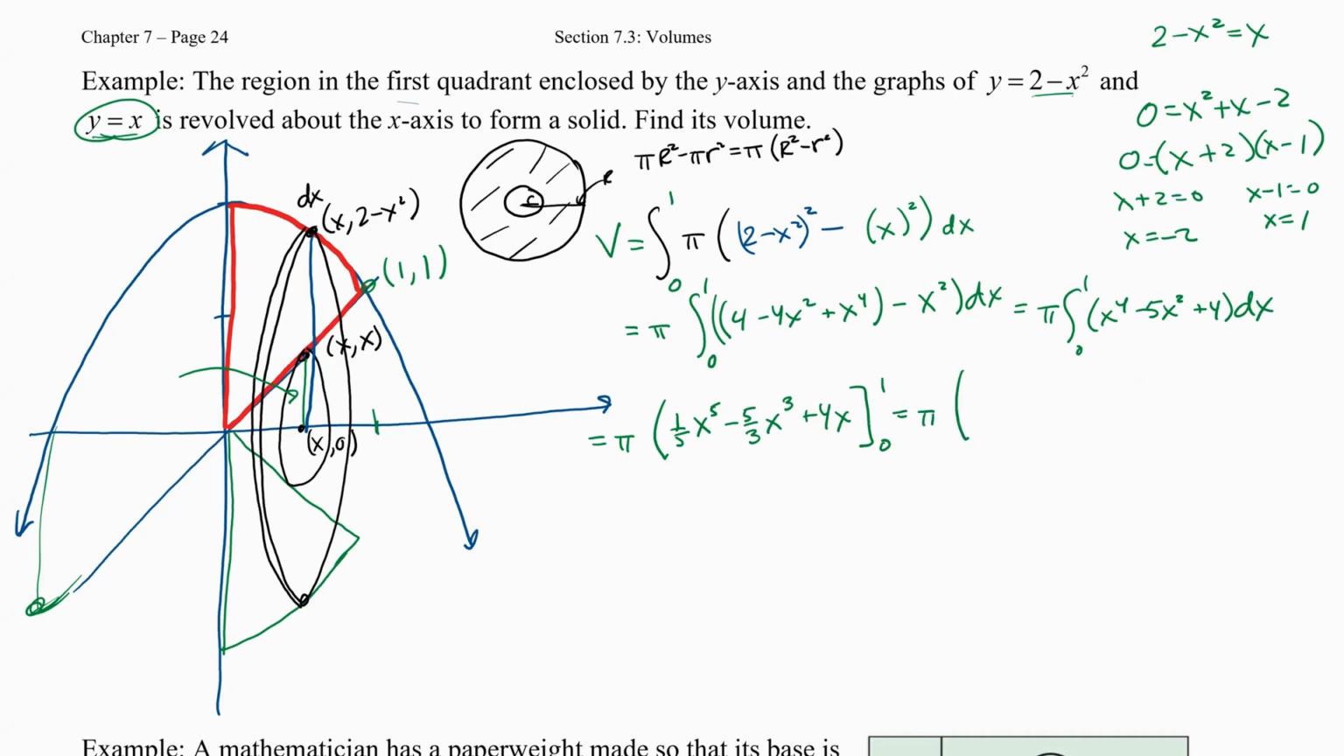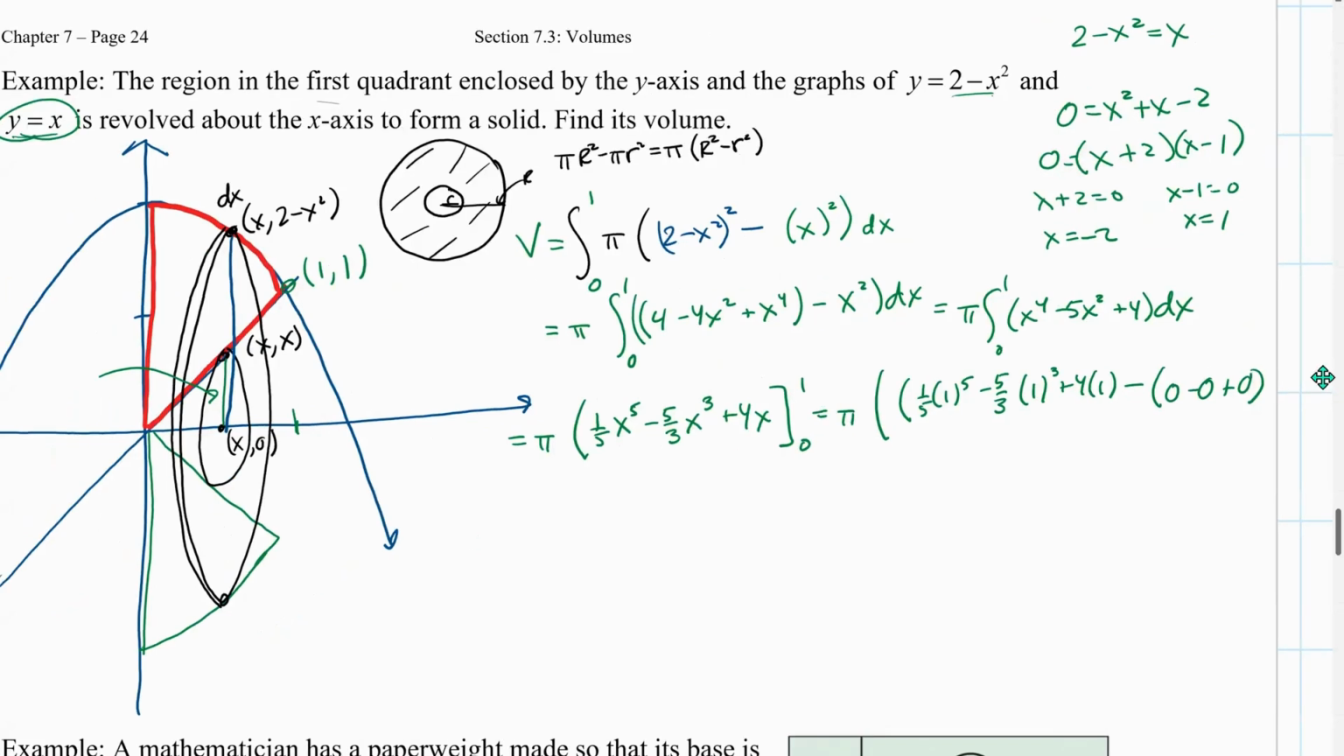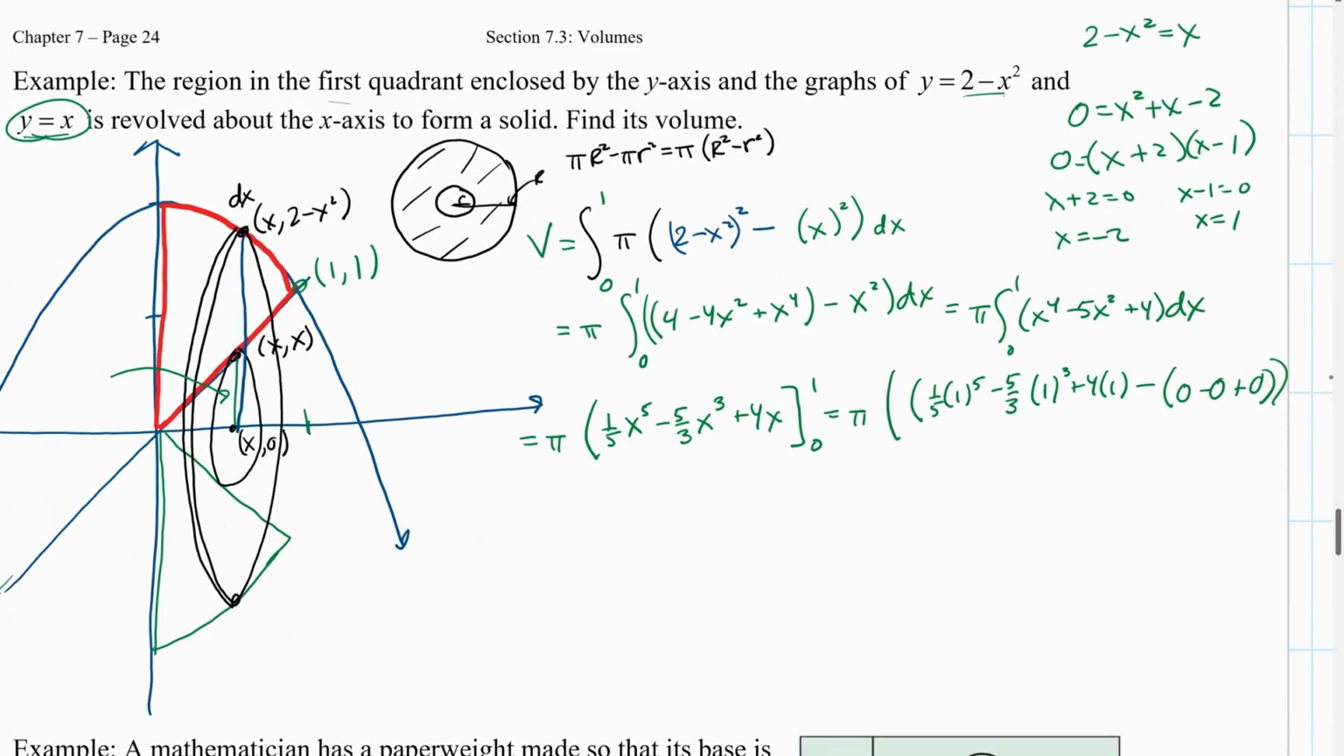So that's pi times 1/5 times 1 to the 5th minus 5/3 times 1 cubed plus 4 times 1 as the high end. And I'm just going to cheat here. I see it's 0 minus 0 plus 0 as I plug in the zeros from that lower bound of integration. So I got pi times 1/5 minus 5/3 plus 4, with a common denominator of 15.